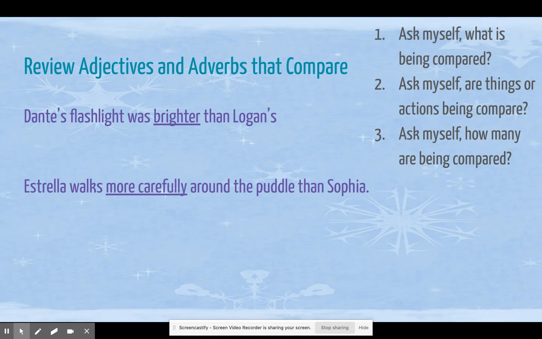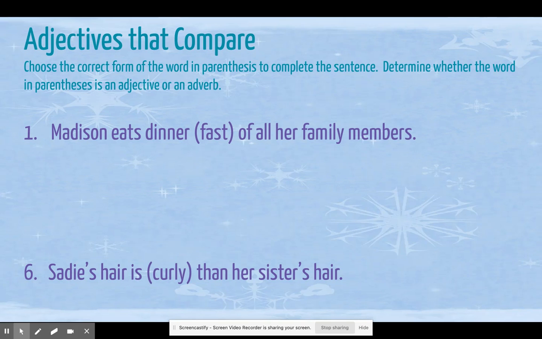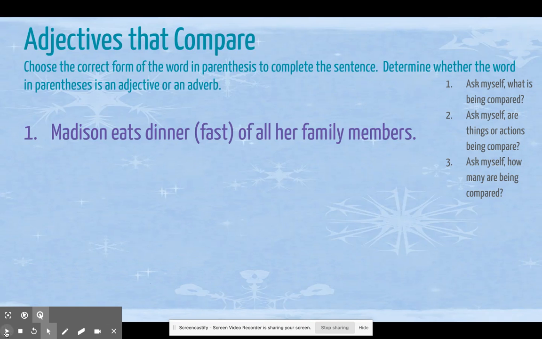All right. Looking at our sentences, we have to choose the correct form of the word in parentheses to complete the sentence. And then we're going to determine if the word in parentheses is an adjective or an adverb. So sentence 1 says, Madison eats dinner fast of all her family members.